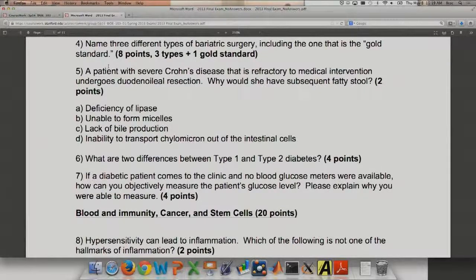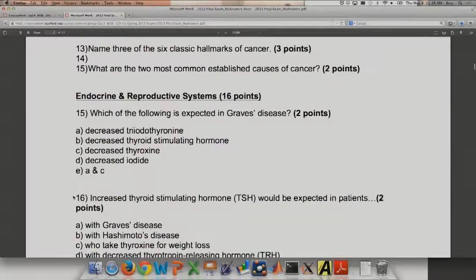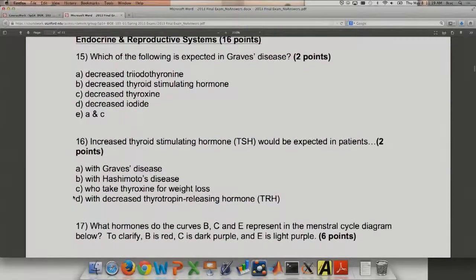All right, so we didn't cover blood stuff yet. We can save that for the final. We didn't cover reproductive, but let's do endocrine parts of this.